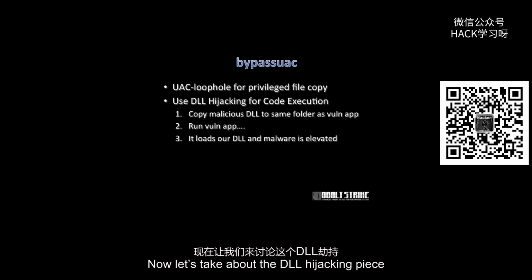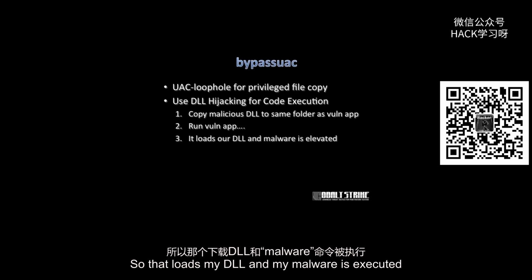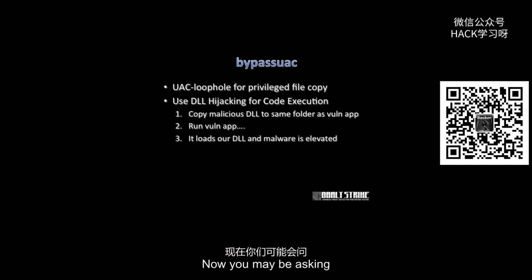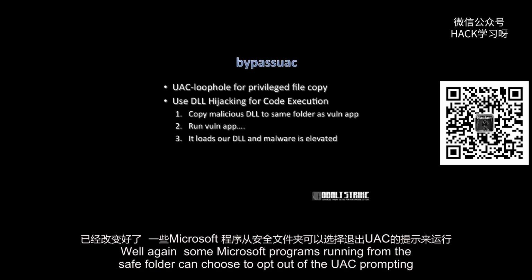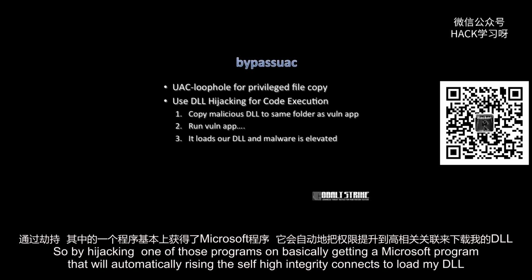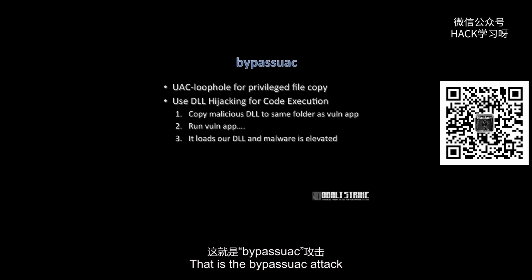Now, let's talk about the DLL hijacking piece. I use that privileged file copy and copy a malicious DLL to a folder with a vulnerable app. I run the vulnerable app so that it loads my DLL and my malware is executed. Now you may be asking, how does running a program that loads my DLL put me in a high integrity context? Well, again, some Microsoft programs running from a safe folder can choose to opt out of the UAC prompting. So by hijacking one of those programs, I'm basically getting a Microsoft program that will automatically raise itself to a high integrity context to load my DLL. And from there, my code is running in a high integrity context. That is the bypass UAC attack.